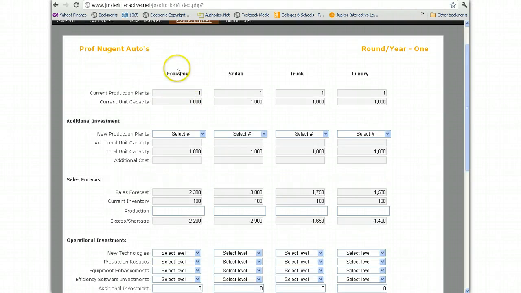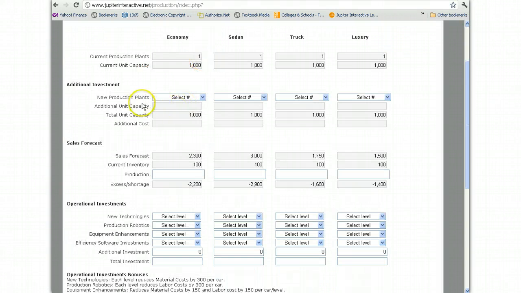Okay, so here we go, we're in the production department, and the first thing I have to do is my forecast. I'm forecasting 2,300 cars. Currently, I only have one production plant that makes 1,000 cars, so I'm going to need to buy 2 production plants. So I'll have a capacity of 3,000, which is going to cost me 20 million. That way, I'll have enough capacity to build the cars I need for this round. Now, remember, I'm not going to build in an excess or a shortage. This should always be 0 down here, and if it isn't 0, your pro forma numbers will be incorrect.